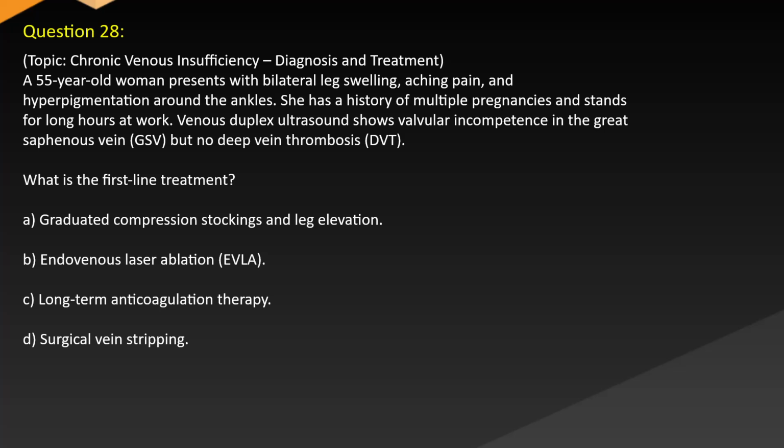Venous duplex ultrasound shows valvular incompetence in the great saphenous vein, GSV, but no deep vein thrombosis, DVT. What is the first-line treatment? A. Graduated compression stockings and leg elevation. B. Intravenous laser ablation, EVLA. C. Long-term anticoagulation therapy. D. Surgical vein stripping.